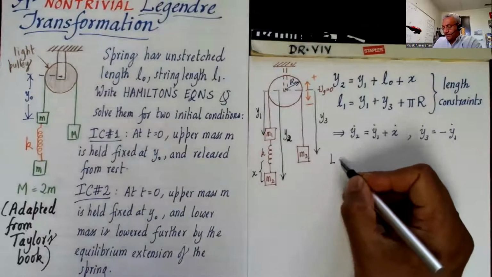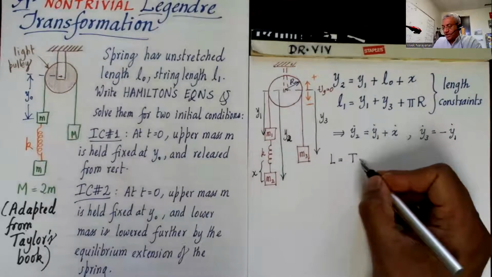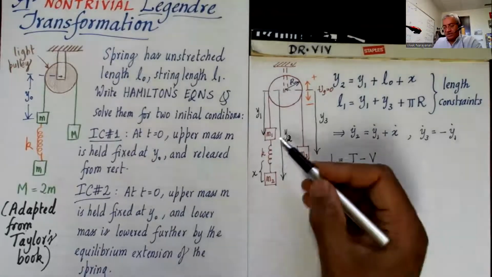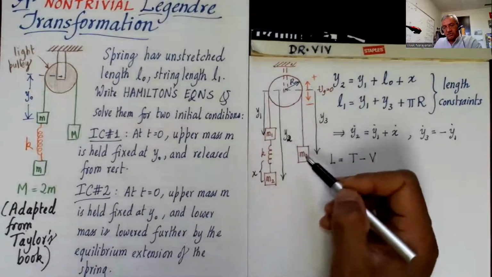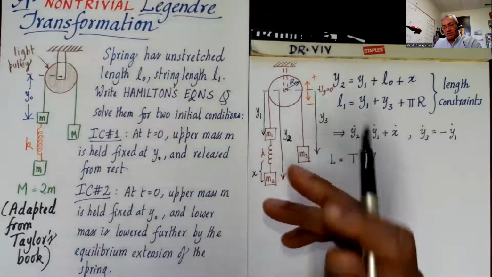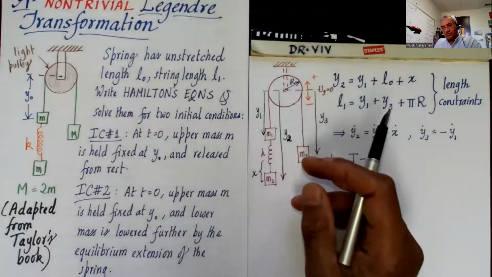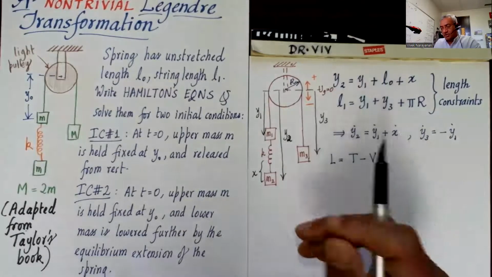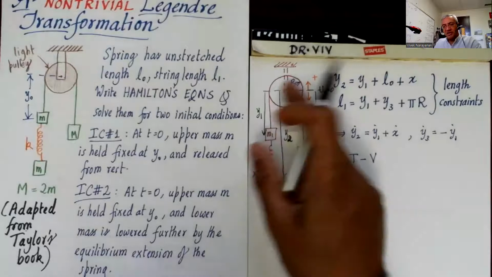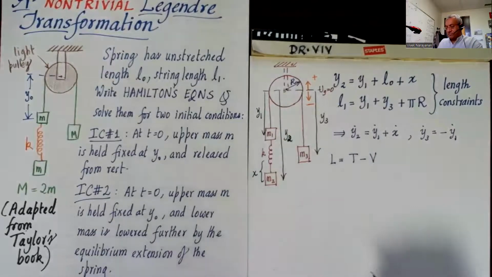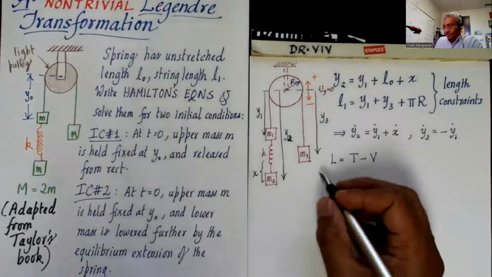The Lagrangian is kinetic energy minus the potential energy in the system. The kinetic energy is the kinetic energy of each of these blocks. The potential energy has two contributions. One is the gravitational potential energy of each of these blocks, which will be negative because it's all going to be down below the center line, plus the elastic potential energy of the ideal spring. So let's write all these things.